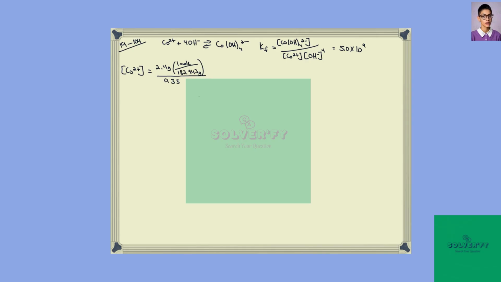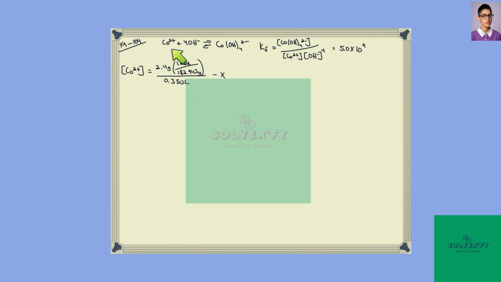once equilibrium has been established by first determining the concentration of cobalt before equilibrium has been established, by recognizing we added 2.4 grams of cobalt 2 nitrate. If we take the mass of cobalt 2 nitrate, divide by the molar mass of cobalt 2 nitrate, this will give us the moles of cobalt 2 nitrate that we have in solution before equilibrium is established. We divide by the volume of the solution, which was given to us at 0.35 liters. This will be the molarity of cobalt 2+ before equilibrium has been reached.